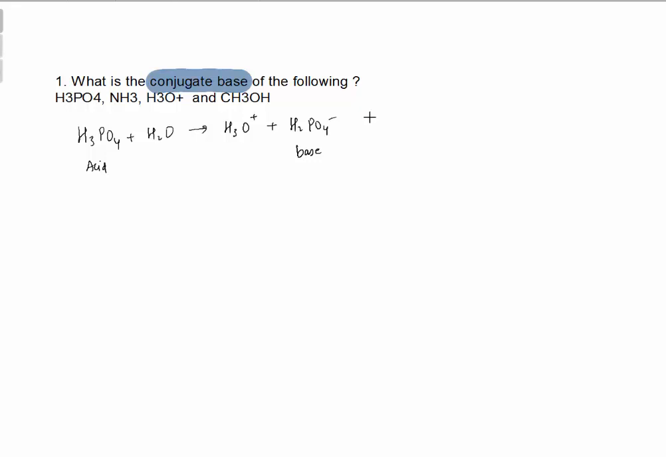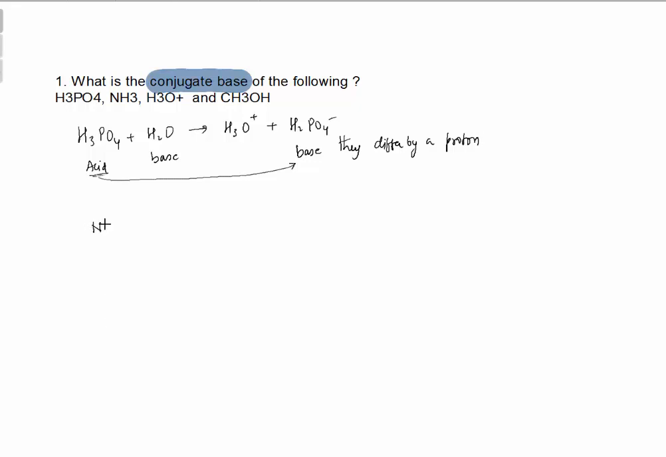Now this is very important: this is acting as an acid. So here it is acting as a base. But please remember, the conjugate base of this acid will be this one, because they differ by a proton. Now similarly, you took ammonia.